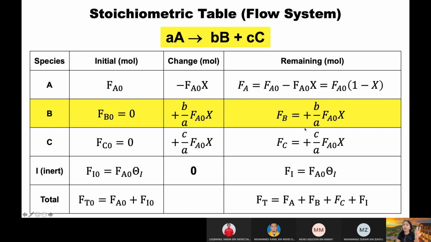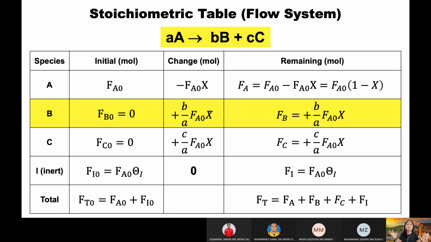Hence, remaining dia pun dah lain. Okay, so the remaining FB, kalau initial FB naught, remaining FB. So how much FB remain, ataupun how much FB we get after the reaction? Of course lah, equals to how much the change just now. Okay, so FB equals to change plus B per A FA naught X. Okay, berapa banyak B yang tinggal selepas tindak balas adalah sama dengan berapa B yang terbentuk during the reaction. Initial kita dah tak consider sebab as I told you, initially memang takkan ada B dalam sistem sebab B belum terbentuk or not yet produced during the reaction.